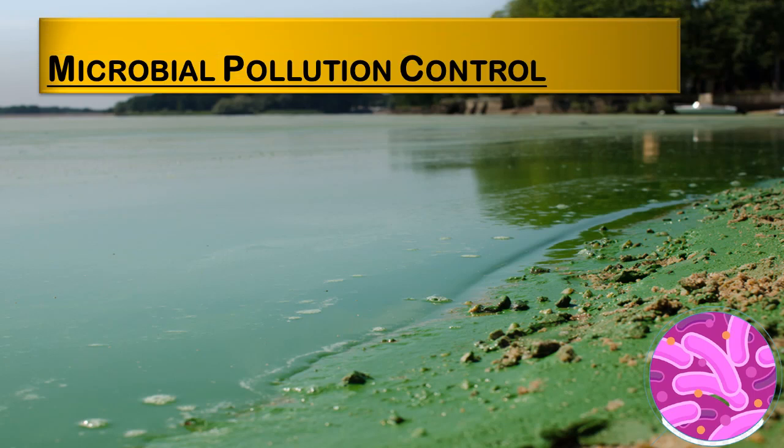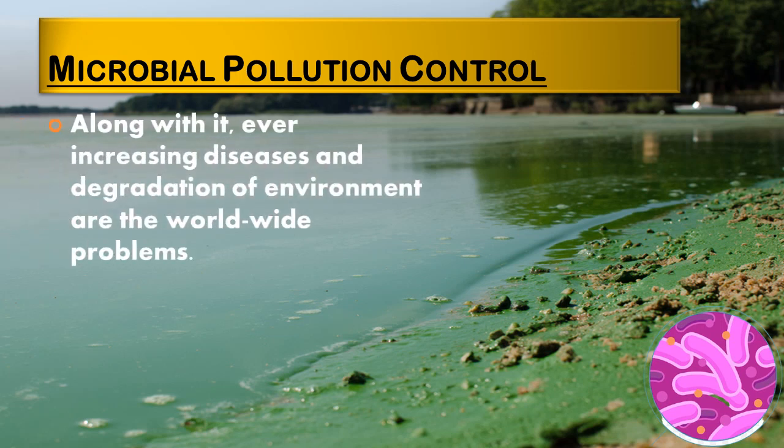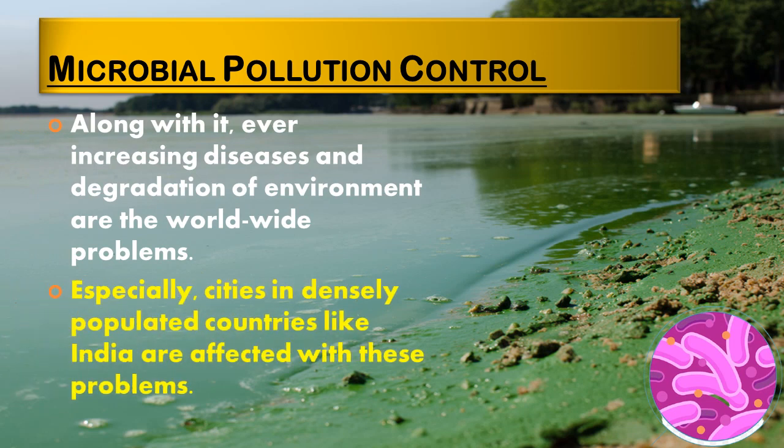Now microbial pollution control. That means microorganisms are used to control pollution. Solid waste, sewage and various pollutants are ever increasing with increase in pollution, and along with it ever increasing diseases and degradation of environment are worldwide problems. Especially cities in densely populated countries like India are affected with these problems, and life of the future generation will be difficult if these problems are not solved at the right time and to the right extent. So now let us see the role of microorganisms in the environment.